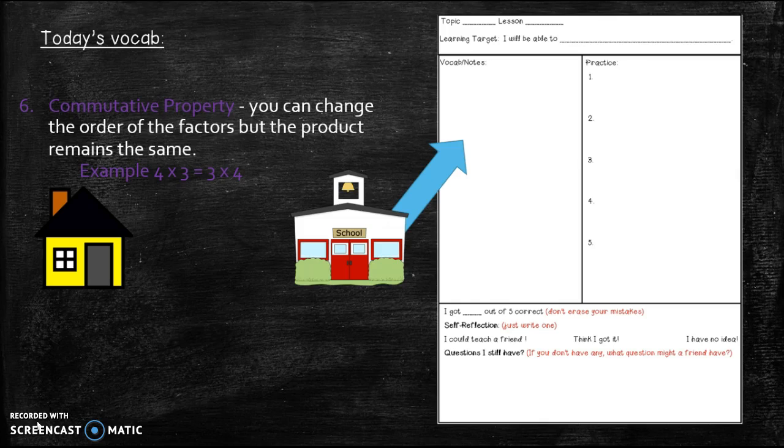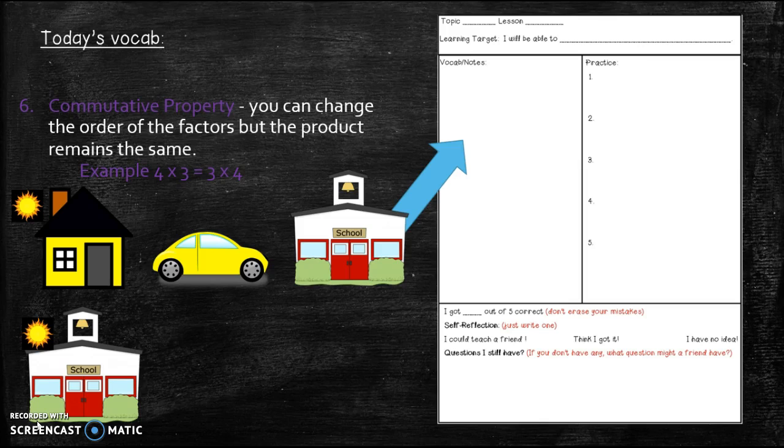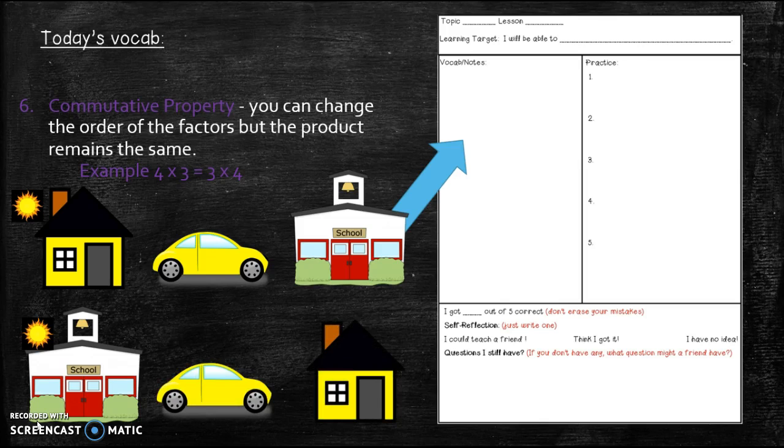And the last one is the commutative property. You can change the order of the factors, but the product remains the same. I remember this because I think about my commute. The commute is basically when people go from their house to their work and then their work to their house. So in the morning, I wake up, oh, look at that happy sunshine, and I drive all the way to school, which basically takes me 1 minute because I live right across the street. But still, I commute all the way to school from home in the morning. Then in the afternoon, I start off at school and I commute back home.